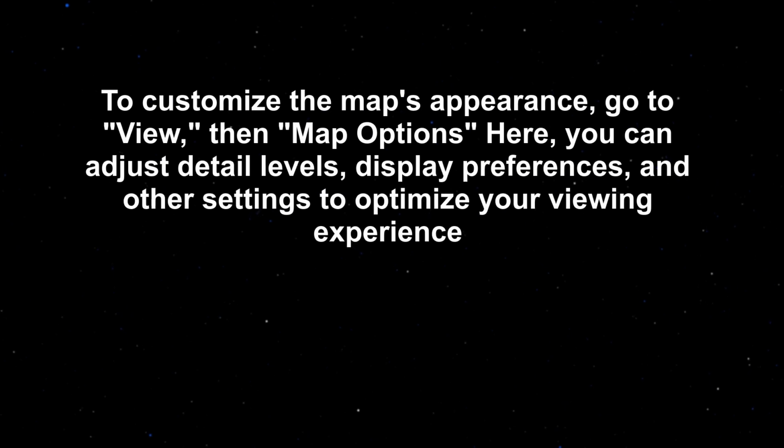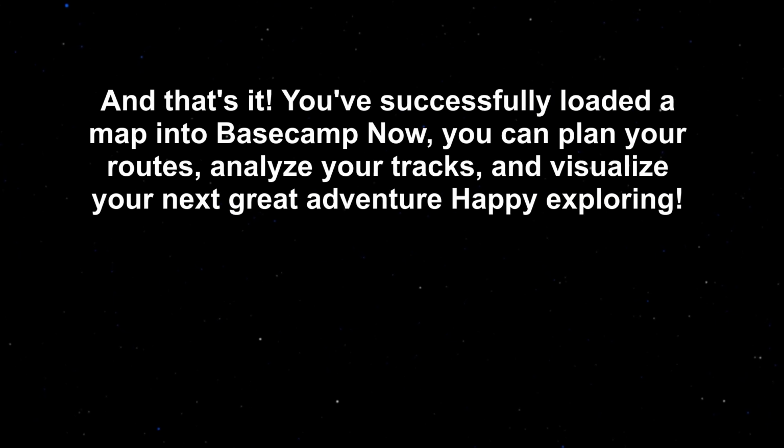To customize the map's appearance, go to View, then Map Options. Here, you can adjust detail levels, display preferences, and other settings to optimize your viewing experience. And that's it. You've successfully loaded a map into Basecamp. Now, you can plan your routes, analyze your tracks, and visualize your next great adventure.